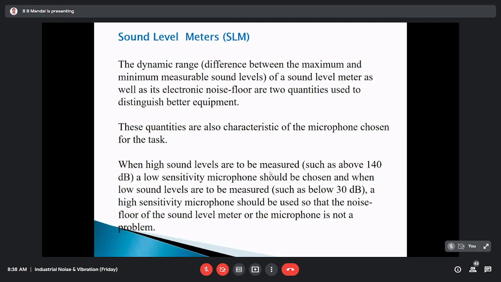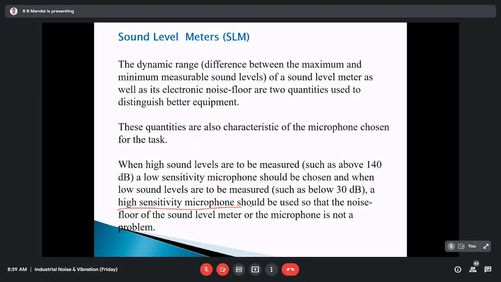Not only that, you are not required to give any low resolution. That means 1, 2 dB or 5 dB variations are not required, because you are measuring everything above 140 dB. So even 5% variation will be very high. You do not require a very highly sensitive microphone, so you need low sensitivity. But when you are measuring at a very low level, like 30 dB or below, then you should use a highly sensitive microphone.